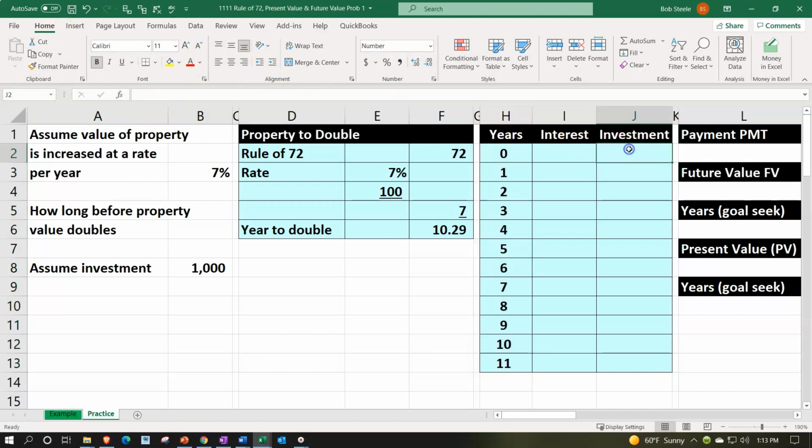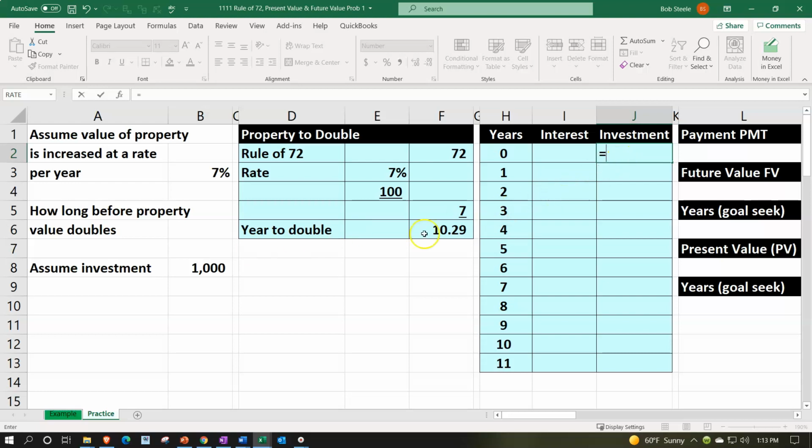Then I'm going to go into the investment over here, and I'm going to assume an investment of 1,000. So note, a question might say, hey, I'm not even going to give you the investment number, you're going to tell me when it doubles. But then I can always plug in an investment number, such as $1,000, and determine when it will double in a way that's probably more intuitive.